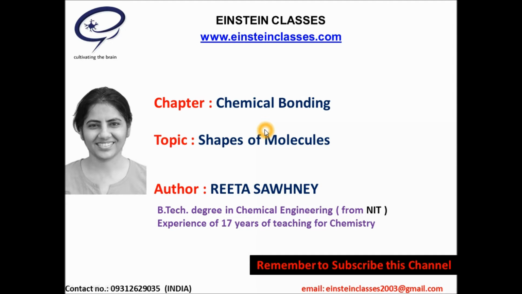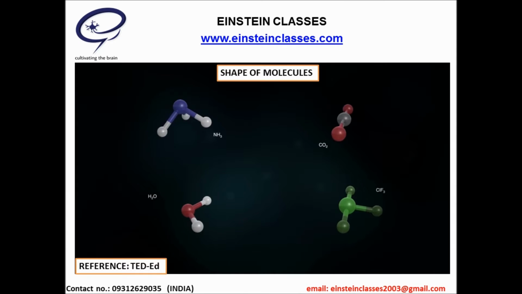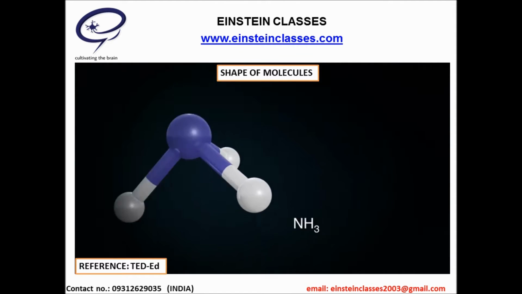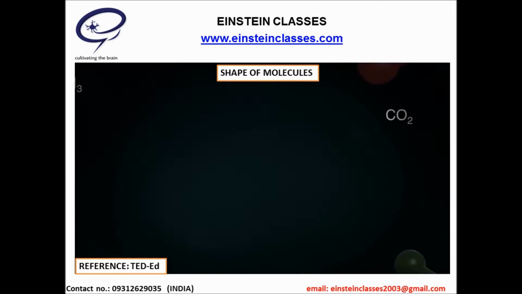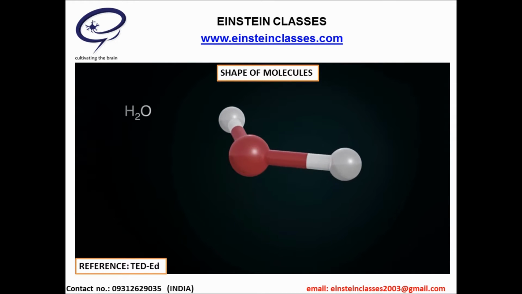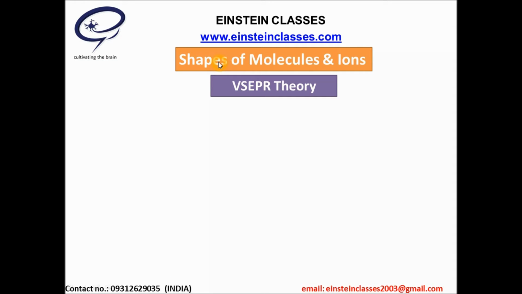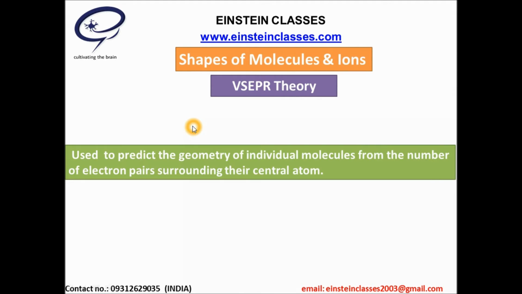In this session, we will discuss the shape of covalent compounds using the valence shell electron pair repulsion theory. We will discuss the shape of molecules and ions using the valence shell electron pair repulsion theory. This theory is based on the repulsion between the valence shell electrons, as the name suggests. According to this theory, the shape of a molecule depends upon the number of electron pairs present around the central atom.